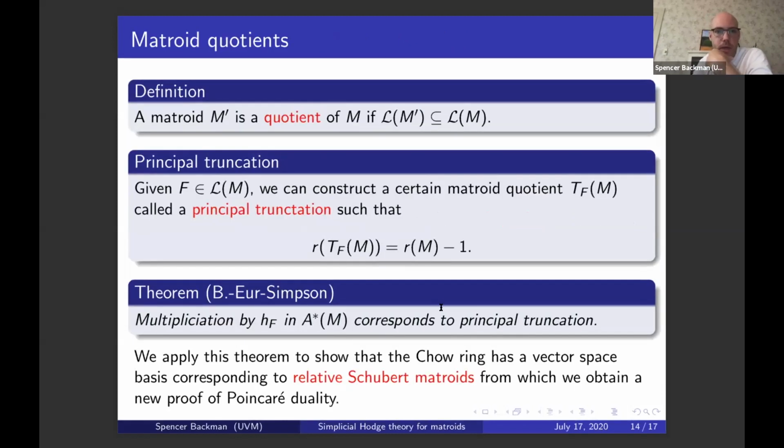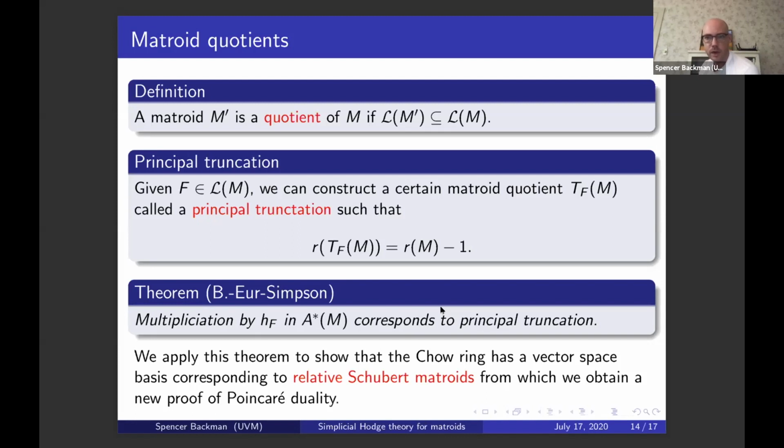So some comments about what these h_F are doing. We'll say that a matroid M prime is a quotient of M if its lattice of flats is contained in the lattice of flats of M. This is a classical part of matroid theory. In particular, given a flat F, we can associate something called a principal truncation. This is a quotient of M which has rank 1 less. So one of the main theorems of our paper is that multiplication by h_F in this Chow ring precisely corresponds to a principal truncation.